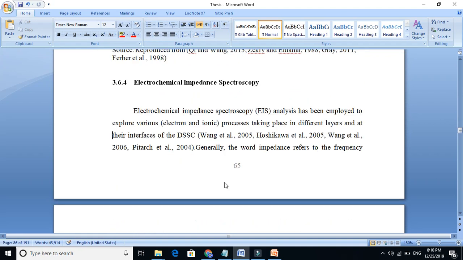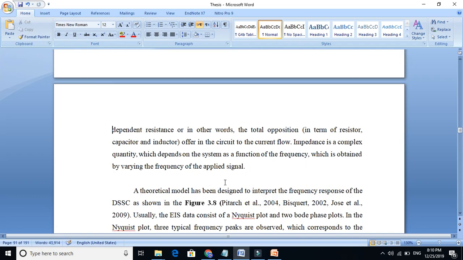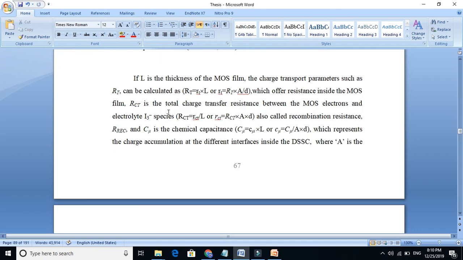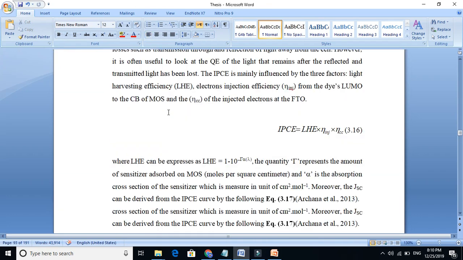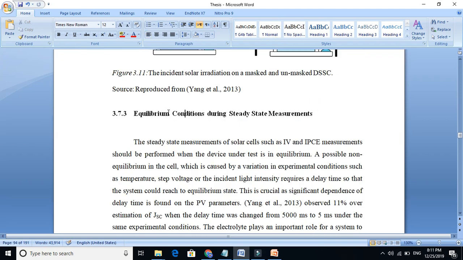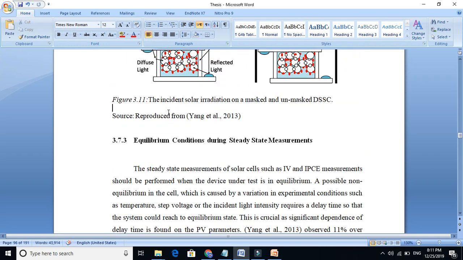So this was all about the third chapter, the characterization techniques. You see, this is the impedance spectroscopy measurements, and I explained how it works. These are possible errors in solar cell fabrication, which we explain. In the next video I will explain how to summarize the third chapter. This was all about the characterizations. At the end of every characterization technique, you must write your own method, how you prepared the sample and how you used that machine.